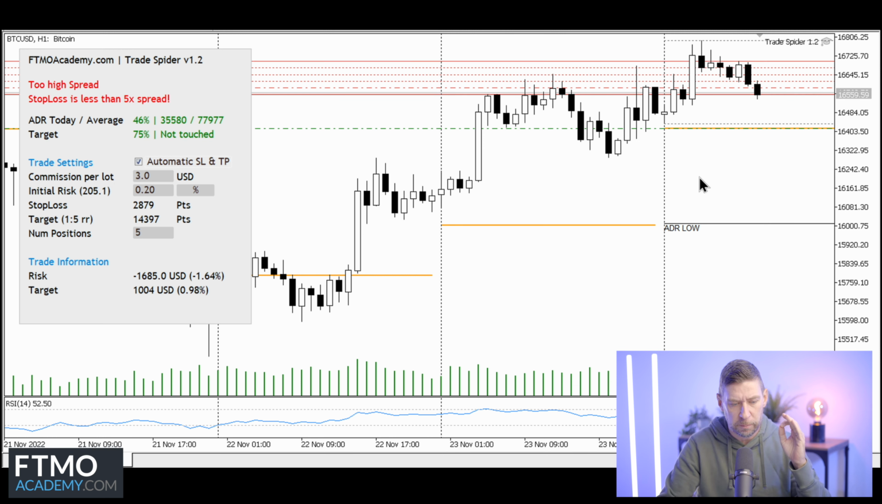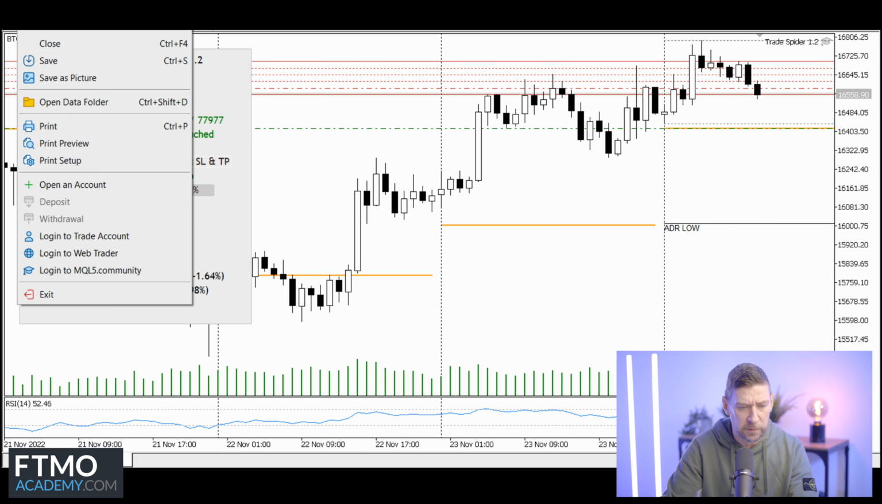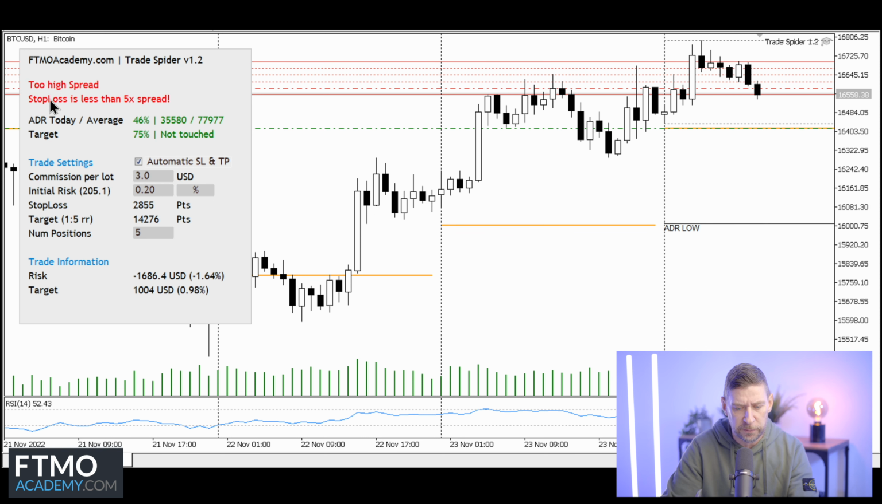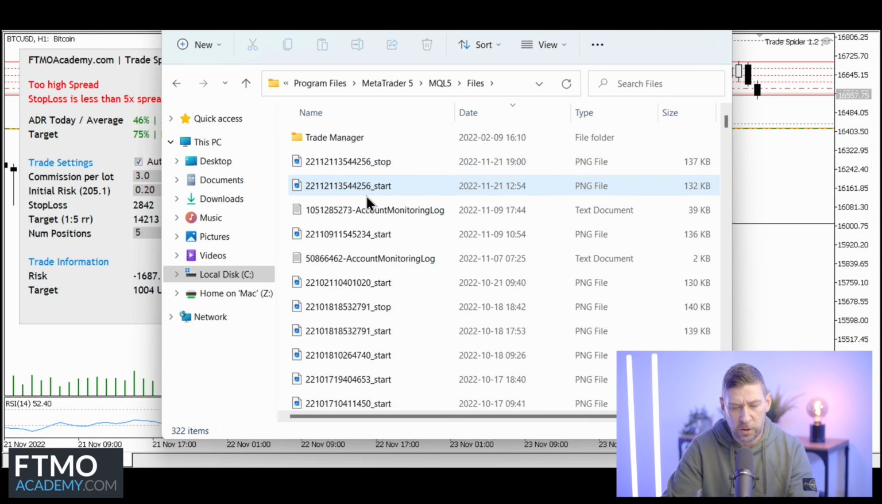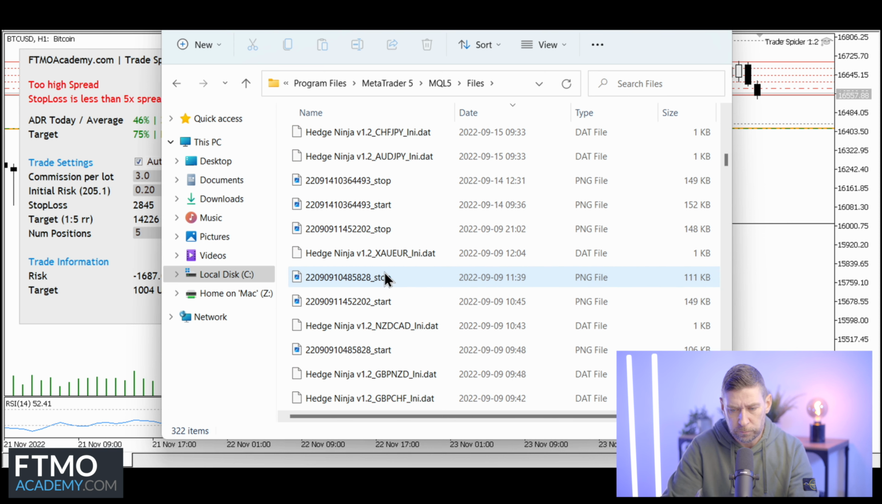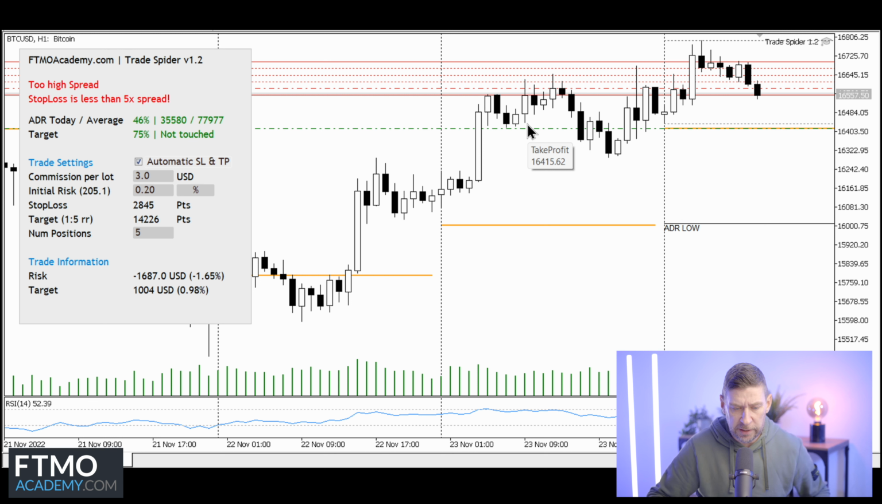Learn from your before and after screenshots. That's the most important thing you do. You analyze your before and after screenshots. That's taken automatically by the Trade Spider. And you find them by clicking File, Open Data Folder, MQL5, and Files. Here you see Start, Stop, Start, Stop. And you can analyze them. It's very simple, and it's very important to do that. That's how you learn to improve your entries.